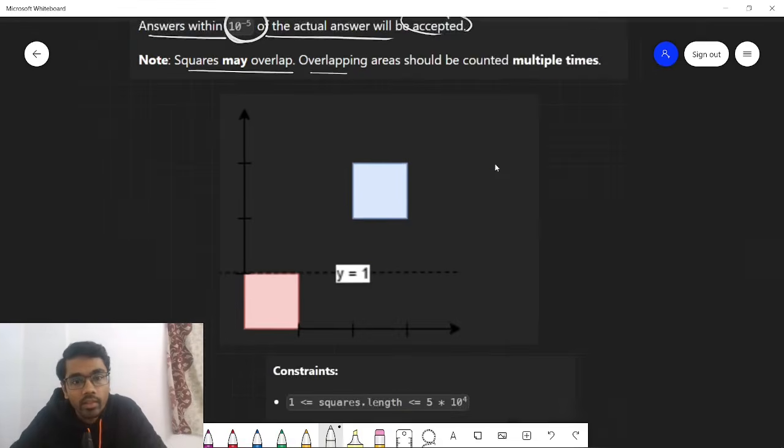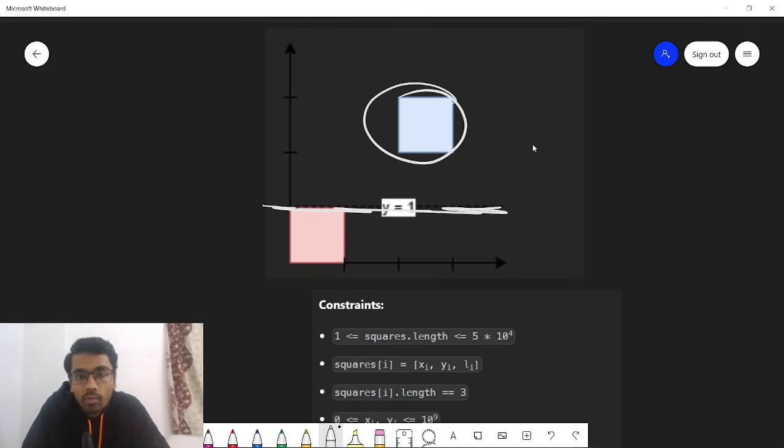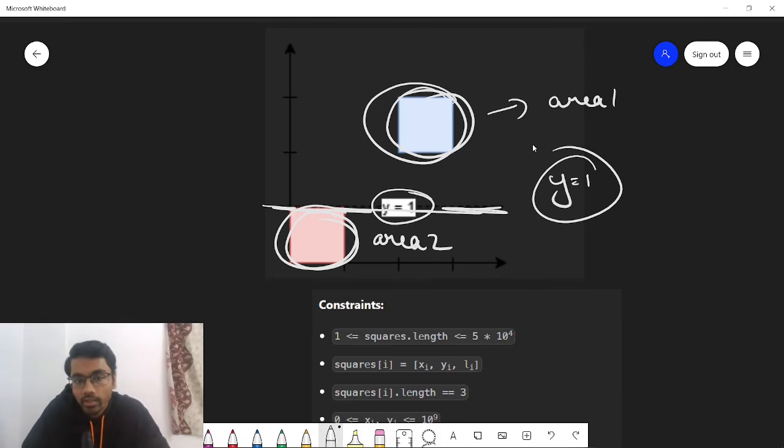So let us understand with the help of this first example what the question is saying. In this case the minimum y line is y equal to 1. You can see there is one square above it, so its area would be area 1, and there is one square below it, its area would be area 2. In this case the area above and area below will be equal, so that's why this is the minimum y line. So we will be returning y equal to 1 as the minimum line such that the area of all the squares above it and below it are equal.